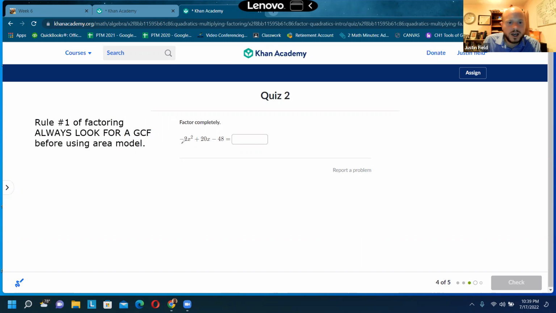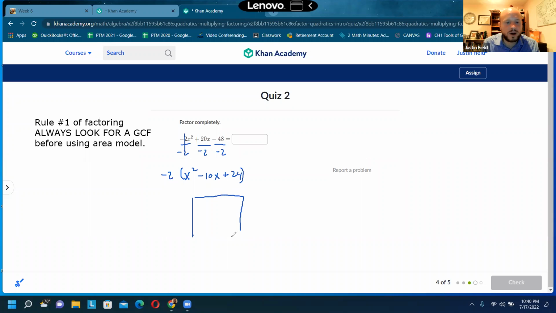But you notice that these three terms have a factor in common. What can I divide all three of those terms by? I can divide all three of those terms by -2. I can divide that one by -2, and I would get x squared. I can divide this one by -2, and I would get -10x. And this one by -2 would give me a positive 24. So we do that. We divide the terms, if we can, by the GCF. And then we factor the inside.